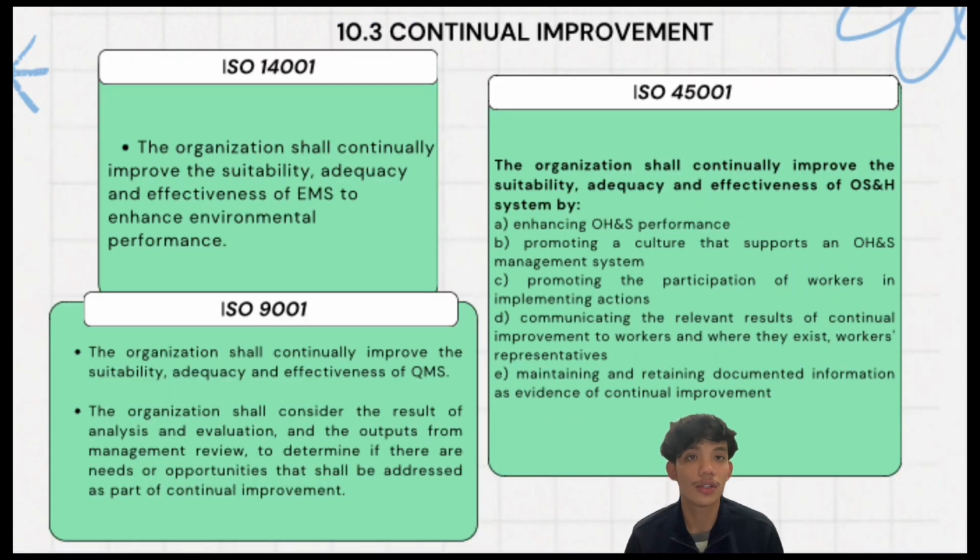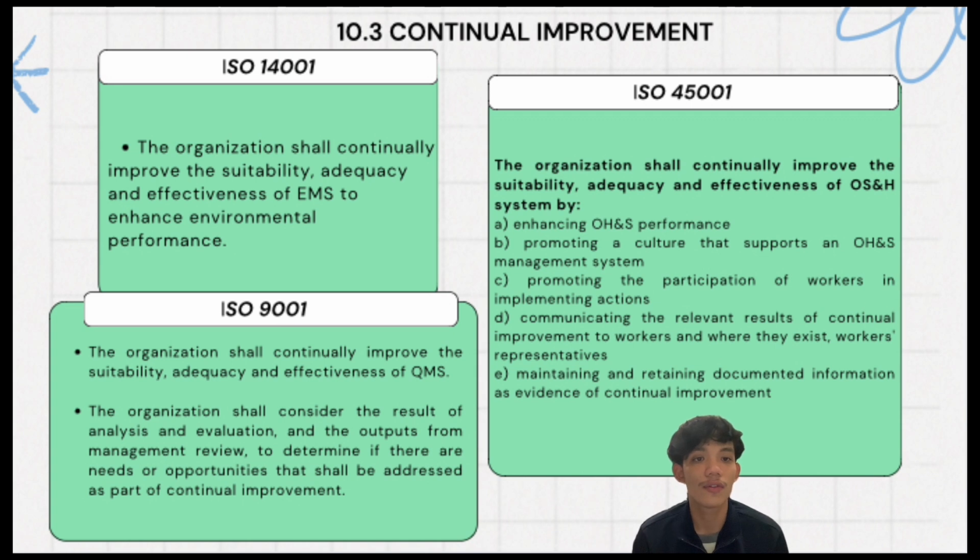Lastly, 10.3 Continual Improvement. In ISO 14001, the organization shall continually improve the suitability, adequacy, and effectiveness of the EMS to enhance environmental performance. In ISO 9001, the organization shall continually improve the suitability, adequacy, and effectiveness of the QMS. The organization also shall consider the results of analysis and evaluation and the outputs from the management review to determine if there are needs or opportunities that shall be addressed as part of continual improvement.